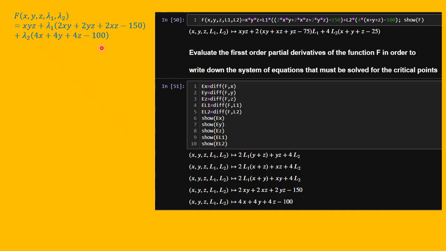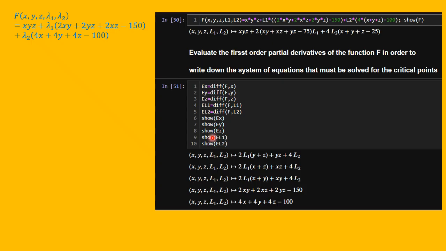Okay, so the next thing we want to do is evaluate the first order partial derivatives of the function capital F in order to write down a system of equations that must be solved for the critical points. I noticed that we have a slight misspelling here, double S. I guess that's okay in German for some words, but not in English. So let's see what we have here.